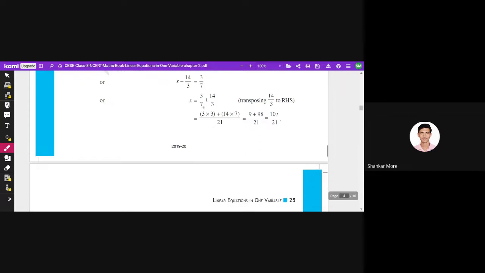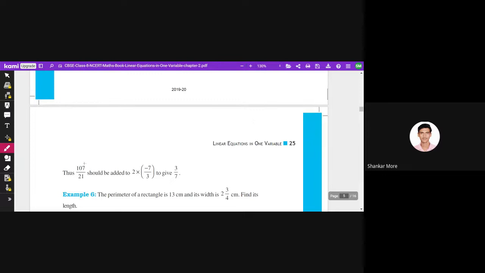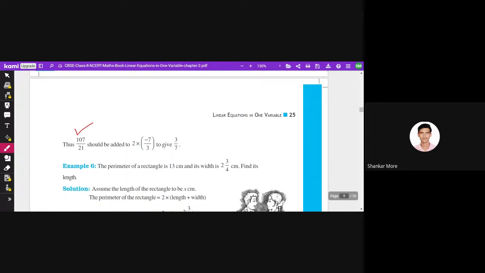Now if we solve this by the cross multiplication method, as I usually do, right? 3 into 3 plus 14 into 7 divided by 21. Now 9 plus 98. See, 3 into 3 is 9 and 14 into 7 is 98, and divided by 21. 7 threes are 21 as it is. So 107/21. So this is the number, students. If we add 107/21 to twice of -7/3, then we get this number, that is 3/7.